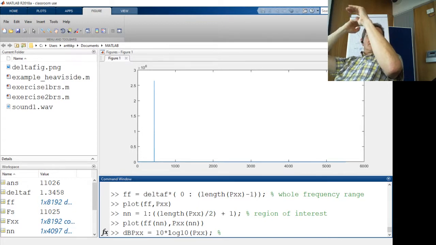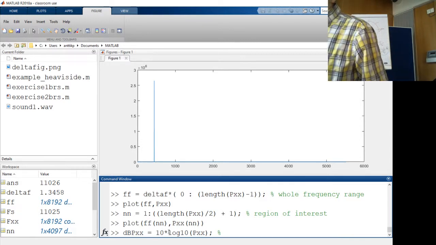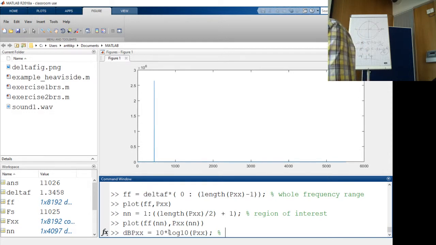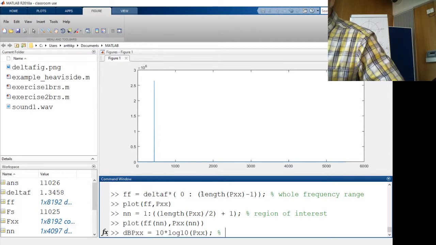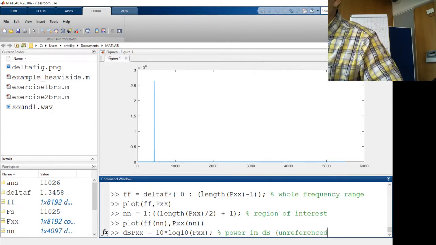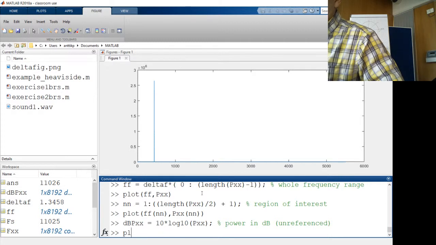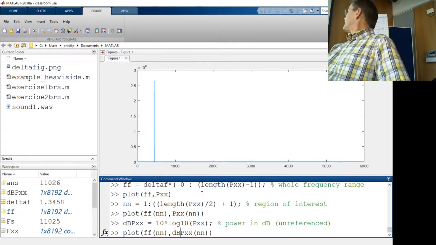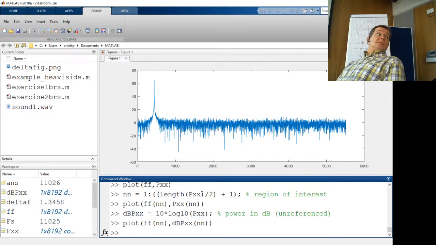So we can always fix the reference level somewhere and say, okay, this is our reference. All right, so we could fix it, for example, at the level where the least significant bit is. I'm not doing it though, but you can. So this is the power in dB, unreferenced. All right, now we can plot again, dBpxx. There we go. Now we can see also the noise part.